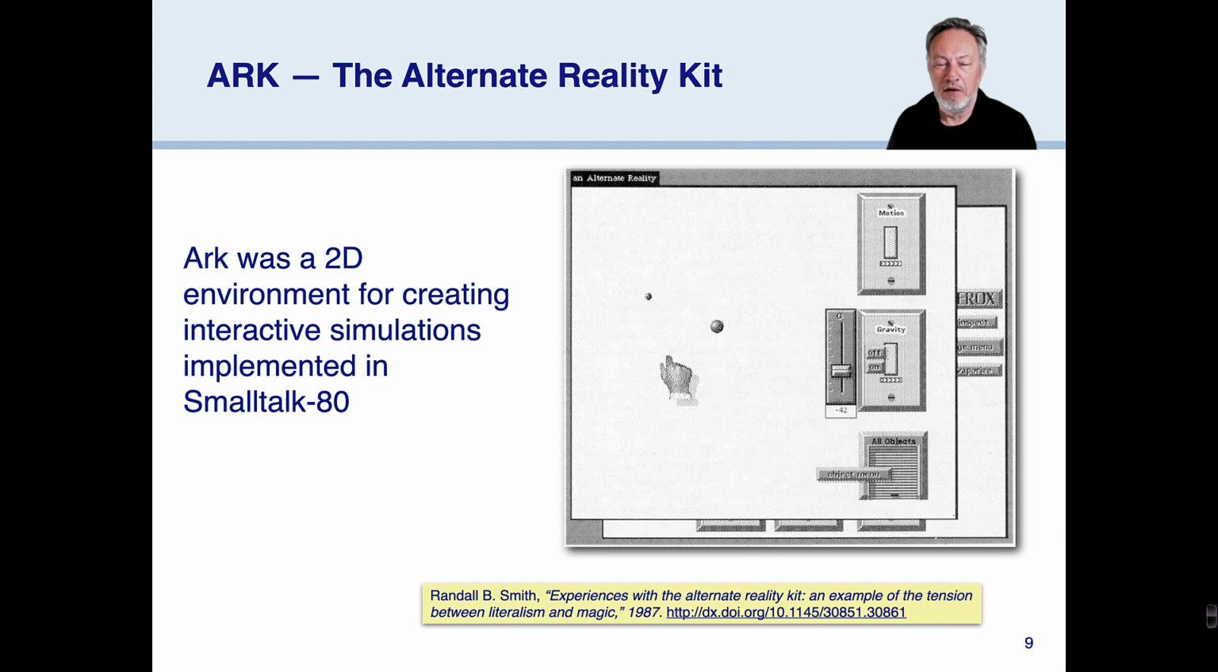Still fairly early on, the Alternate Reality Kit was developed in the 1980s. Here, the idea was, instead of manipulating graphs or trying to compute functions, to really exploit the two-dimensional environment for creating simulations. So the idea is that you would build physical simulations of objects and give them properties that allow them to react according to physical laws.